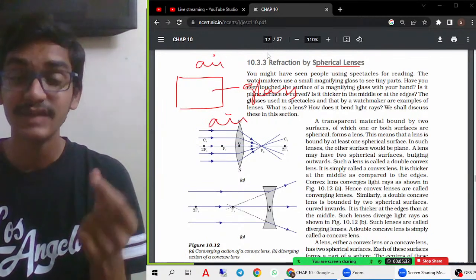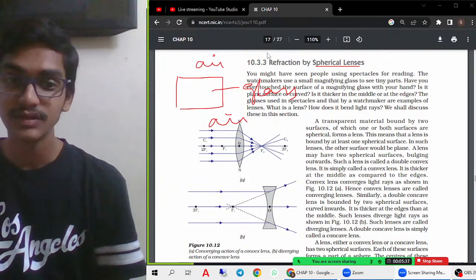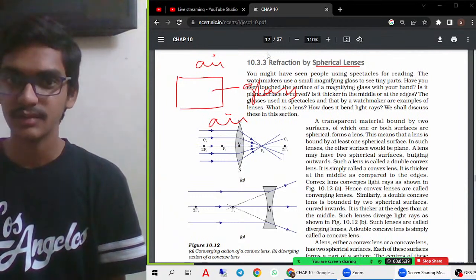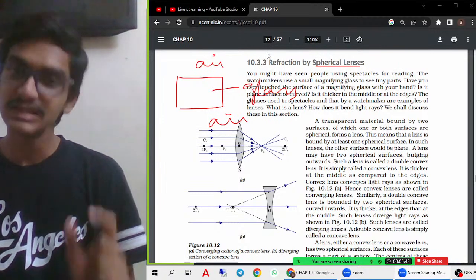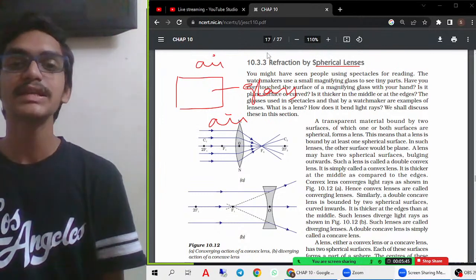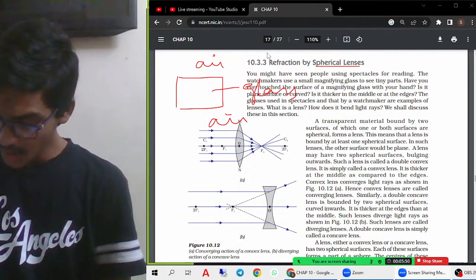So when there is a change in the medium, you have to remember that it is refraction. But in reflection there is no change in the medium, the ray just strikes the surface and bounces back. Therefore in that case it is reflection. So you have to remember what refraction is and what reflection is. So that is a lens.